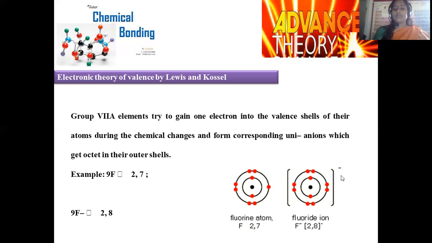A uni-negative anion is generated and it will become an octet. F minus will be an octet. F violates the octet with a shortage of 1 electron. That's the reason for its strong tendency to gain the electron. Hence, you can say fluorine is the most electronegative element in the entire periodic table, having a strong tendency to gain the electron. So this is about the 7th A group, otherwise the 17th group of the periodic table.